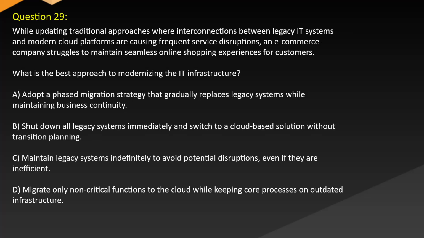Question 29. While updating traditional approaches where interconnections between legacy IT systems and modern cloud platforms are causing frequent service disruptions, an e-commerce company struggles to maintain seamless online shopping experiences for customers. What is the best approach to modernizing the infrastructure? A. Adopt a phased migration strategy that gradually replaces legacy systems while maintaining business continuity. B. Shut down all legacy systems immediately and switch to a cloud-based solution without transition planning. C. Maintain legacy systems indefinitely to avoid potential disruptions, even if they are inefficient. D. Migrate only non-critical functions to the cloud while keeping core processes on an outdated infrastructure.